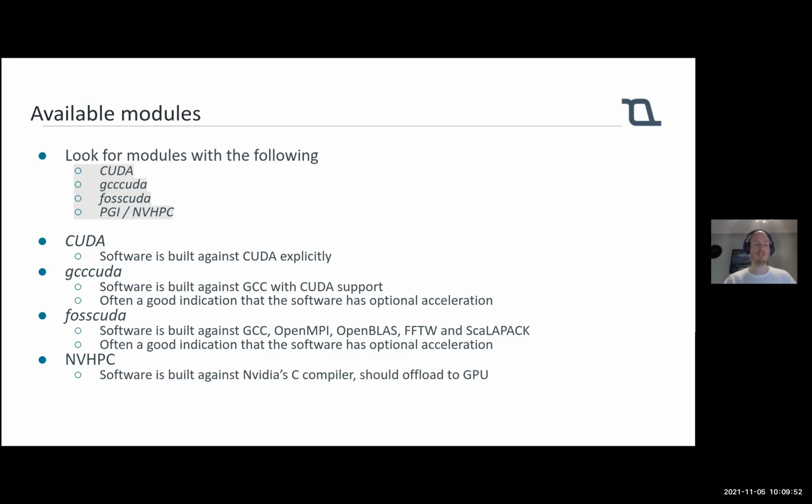And lastly, PGI NVHPC also usually indicates very good support for GPU offloading, but there aren't that many tool chains that use that at the moment on our systems, but it can be nice to know about all of these. So next time that you want to check the availability of a module, keep in mind these tool chains, and we'll quickly look at how that could look on our system.